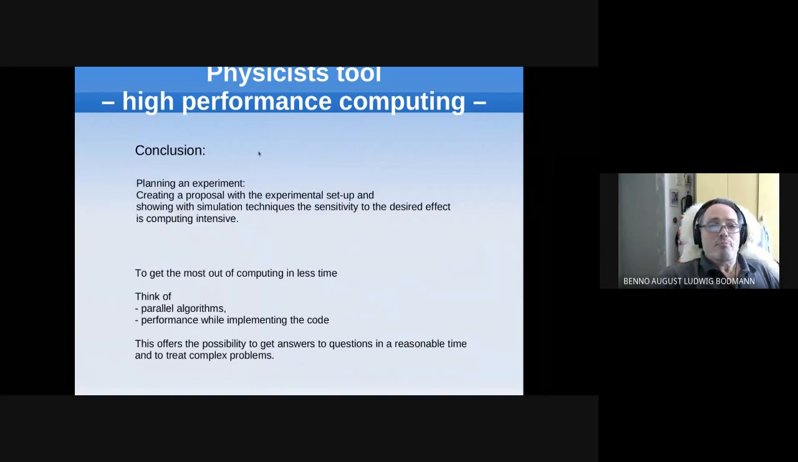The conclusion: planning an experiment is related to creating a proposal with the experimental setup and showing with simulation techniques the sensitivity to the desired effect, which is computing intensive. To get the most out of computing in less time, you have to think of parallel algorithms, and you have to think of performance while implementing the code. This offers the possibility to get answers to questions in reasonable time and to treat complex problems.